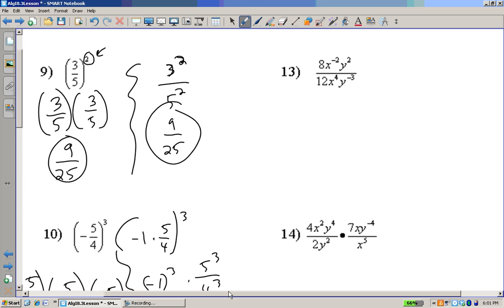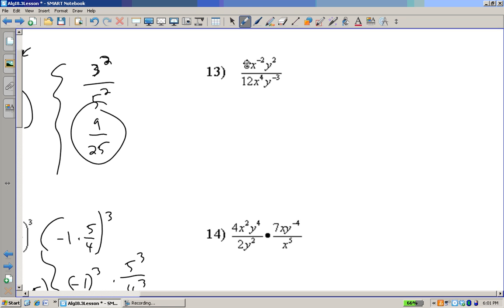Okay. Number 13 here. 8/12. Let's see, we can reduce by 2 will give me 4/6. Reduce by 2 again will give me 2/3. So I'll start off my fraction, 2/3. Okay, now the negatives. I've got to take care of these before I start reducing.